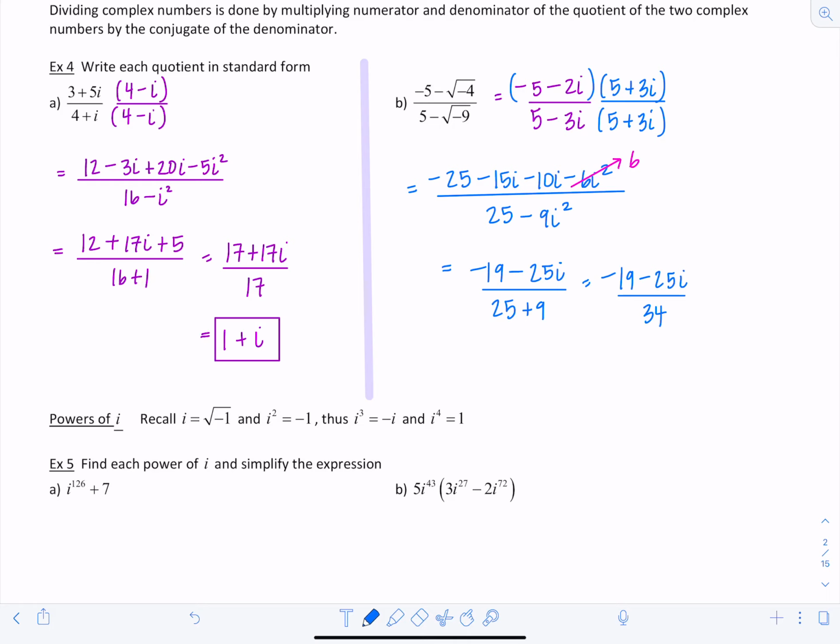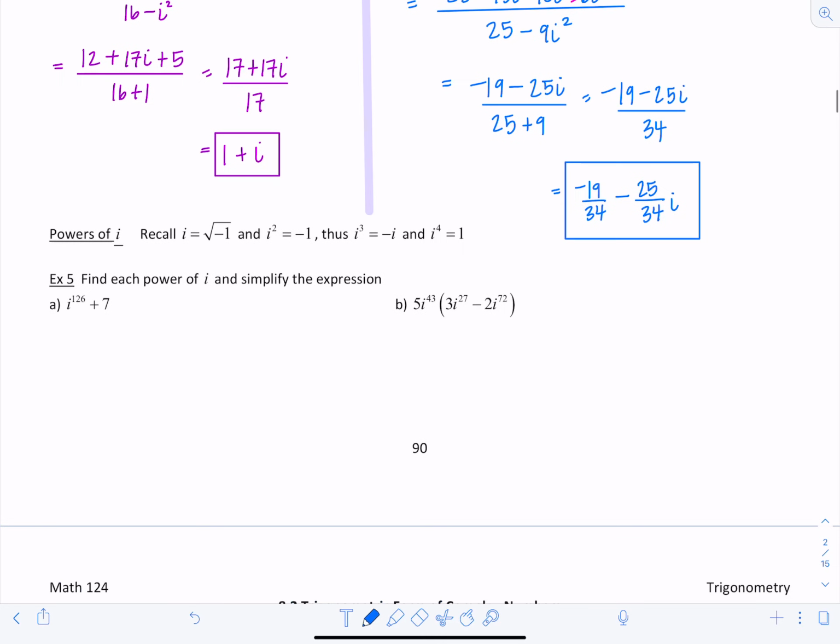And when you're writing a complex number in standard form, you have to split up the denominator so you can easily see what a and b are separately. Meaning I want to write this as negative 19 over 34, that's the real part, minus 25 over 34, that's the imaginary part. Okay? Good.